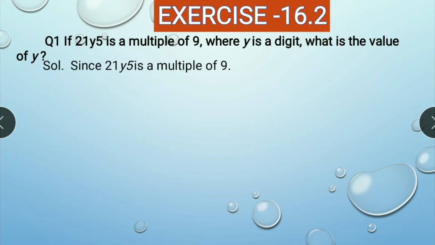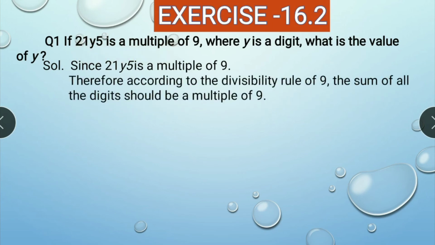Clear? Now, it is given in the question that 21y5 is a multiple of 9. Therefore, according to the divisibility rule of 9, the sum of all digits should be a multiple of 9. Clear? So, let's find the sum. 2 plus 1 is 3, then plus 5, that is 8. So, 8 plus y. Clear? We have got 8 plus y. Now, what's the first multiple of 9? Yes, that is 9. And the second multiple is 18. So, we will take the first multiple. 8 plus y is equal to 9.